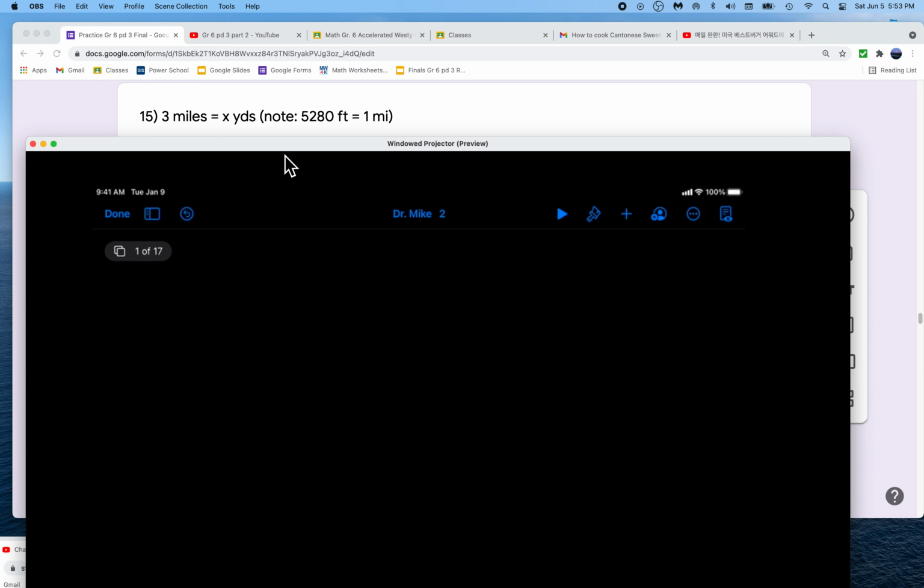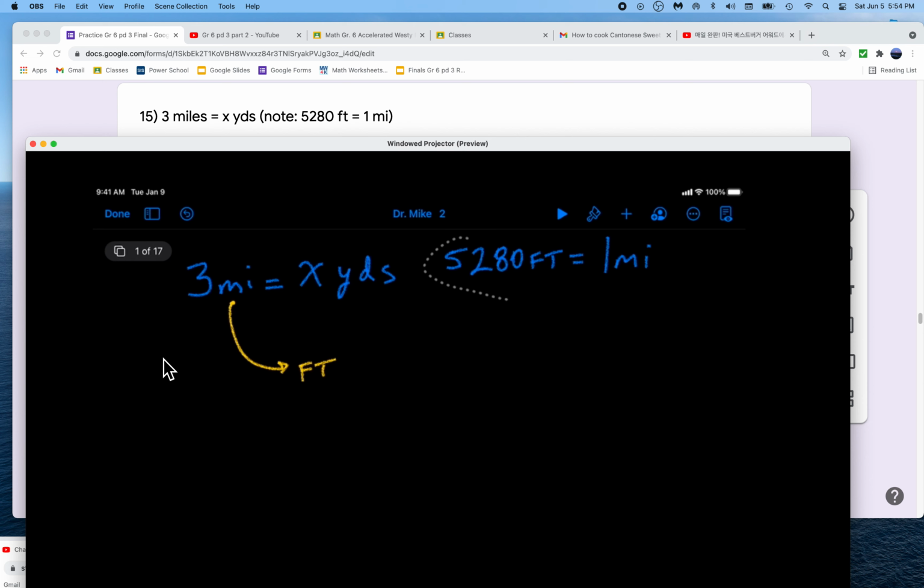Okay, folks, so here's what's going on here. We have 3 miles equals X yards. And we know that 5280 feet equals 1 mile. So how do we go from miles to yards? Okay. Well, there's 2 ways to do this. You can first go from miles to feet using this formula that was provided to us.